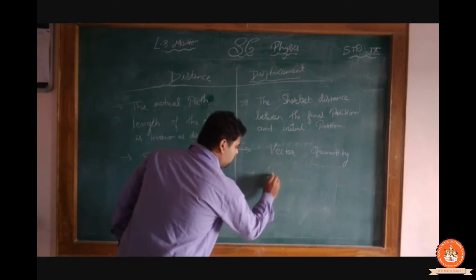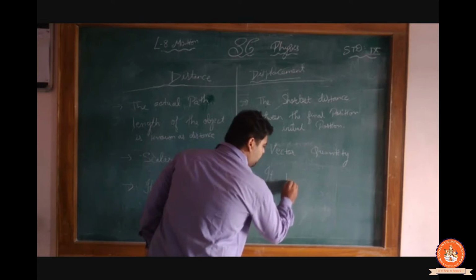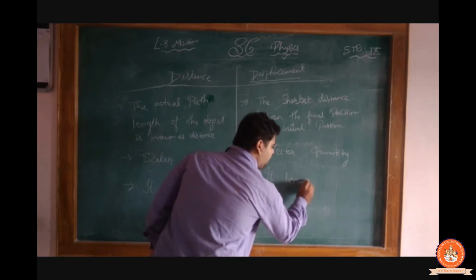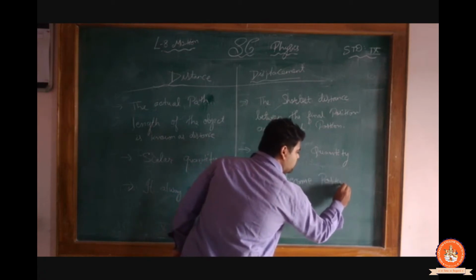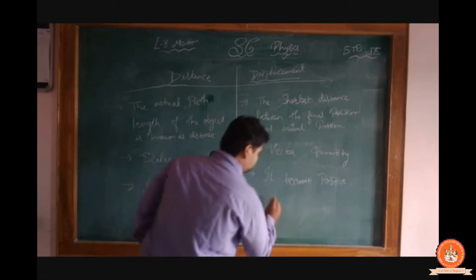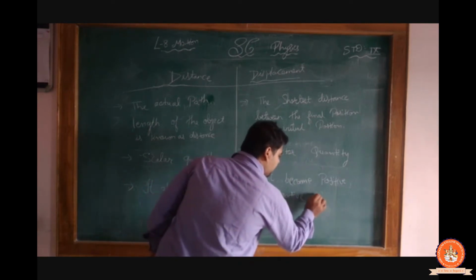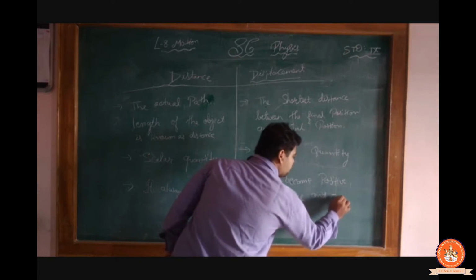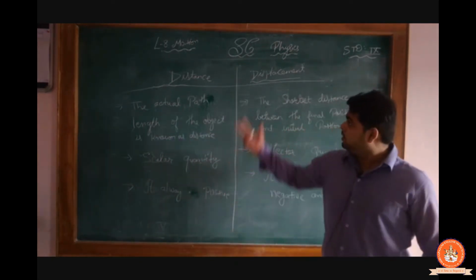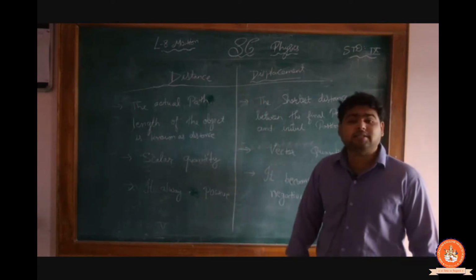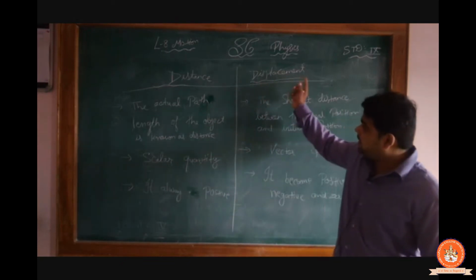So displacement can become positive, negative, and zero. Now, why am I not writing the SI unit? Because both SI units are the same. The SI unit is the meter. Clear? And we are writing the difference.